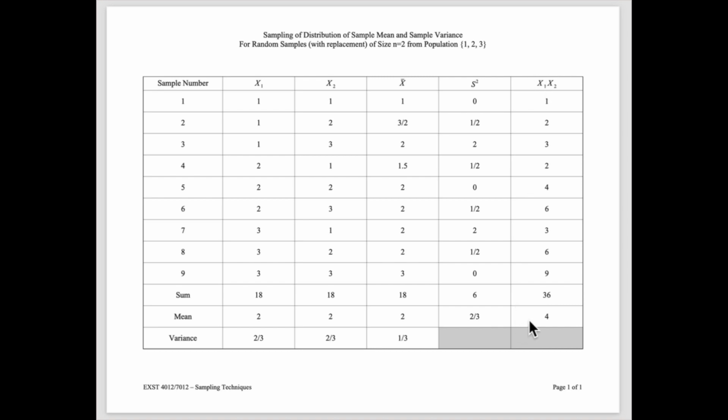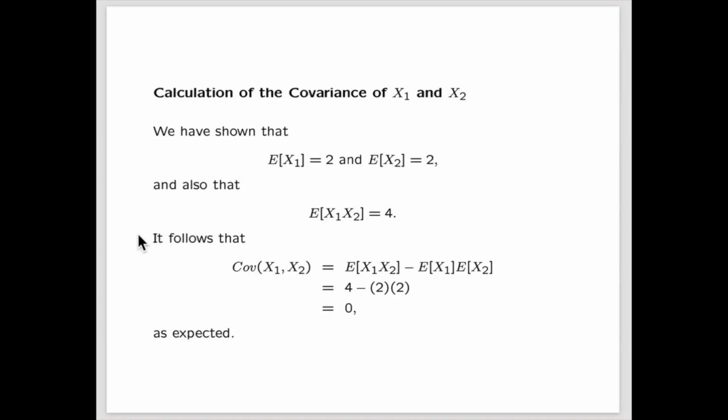Now remember, for example, that the mean value of the column of x1 times x2 values, that value of 4, this is the expected value of x1 times x2. And we use that in calculating the covariance of x1 and x2. In fact, if I go to this slide here, this is what that 4 represents in that table. It's the expected value of x1 times x2.